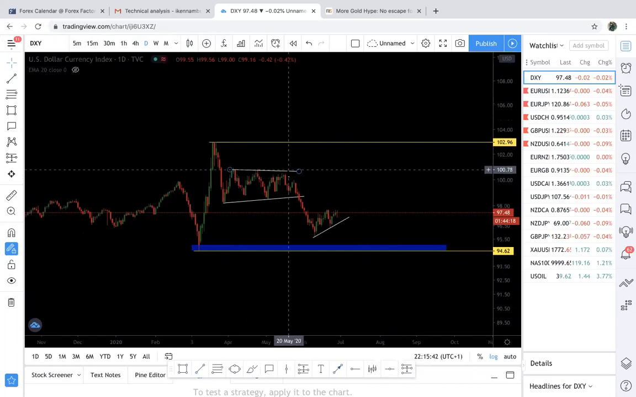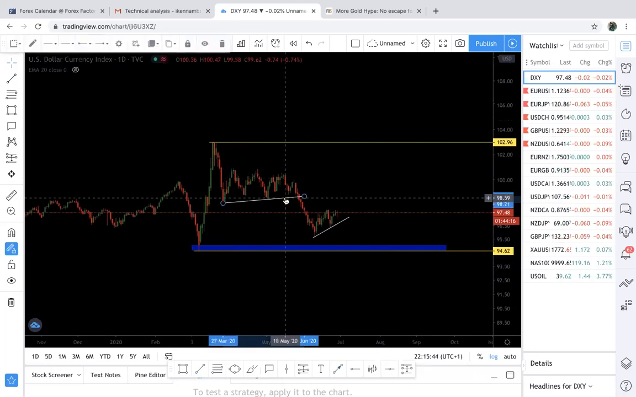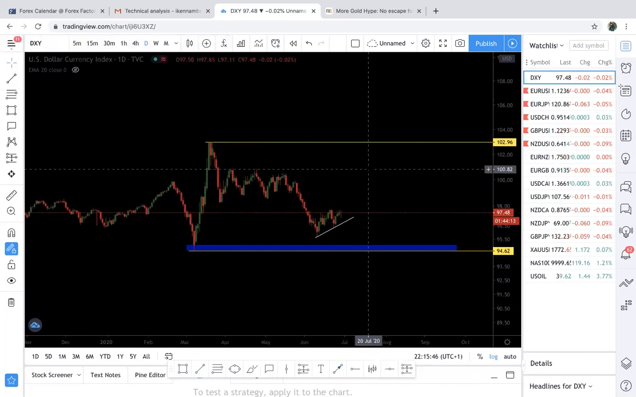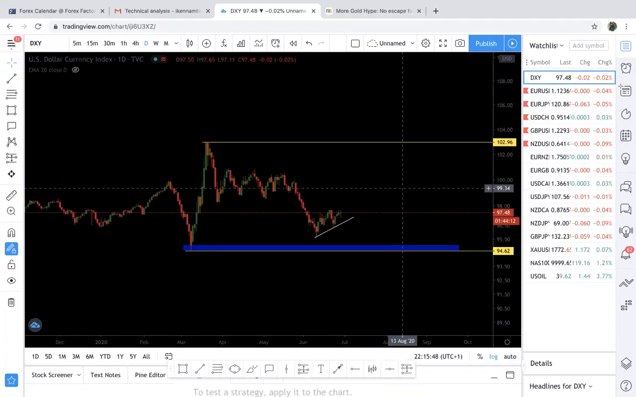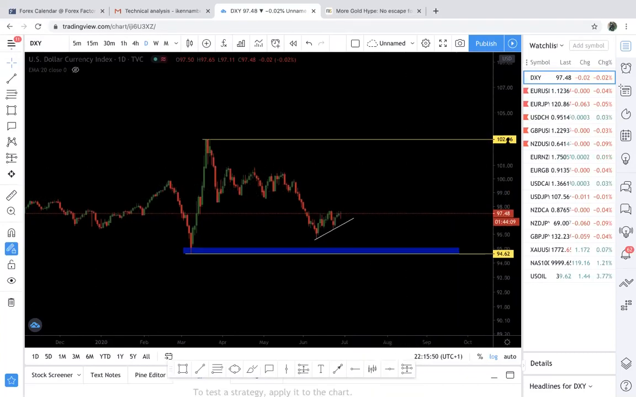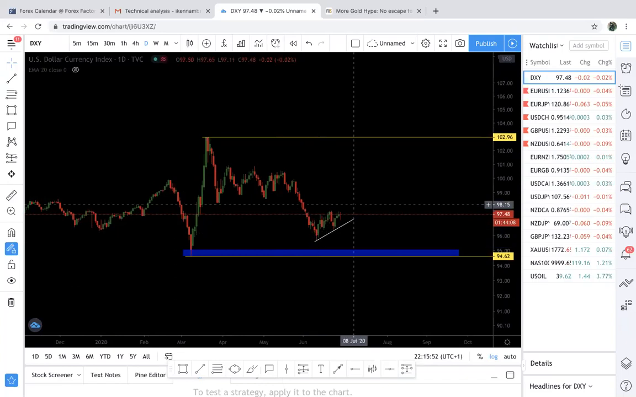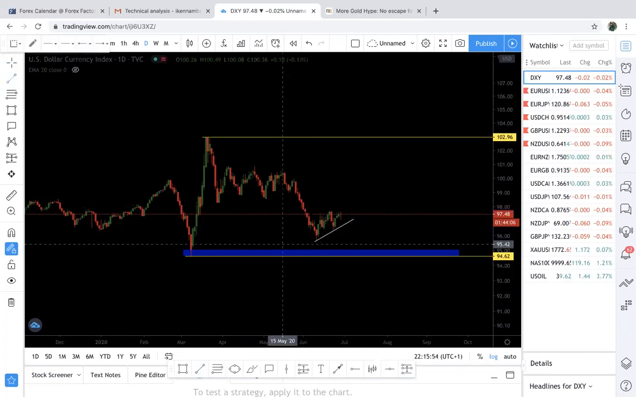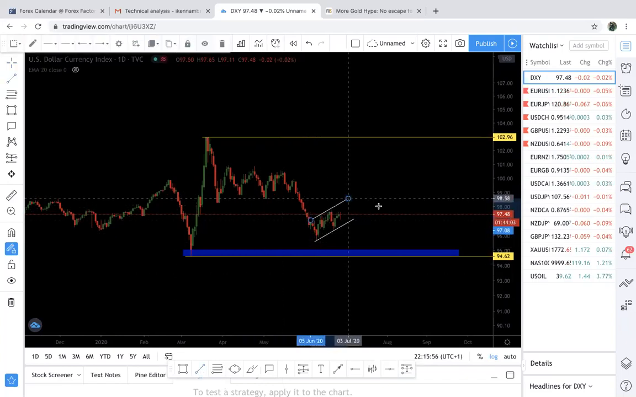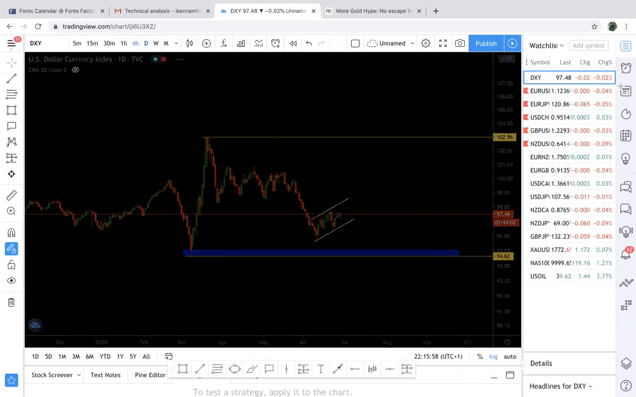For me, I don't need all of this because I love to keep my chart as clean as possible. I just analyze what I see and work my way down to lower time frame. Okay, so we can see we have a 1-2 touch potential bearish flag forming on the DXY right here, and let's go to 4 hour.